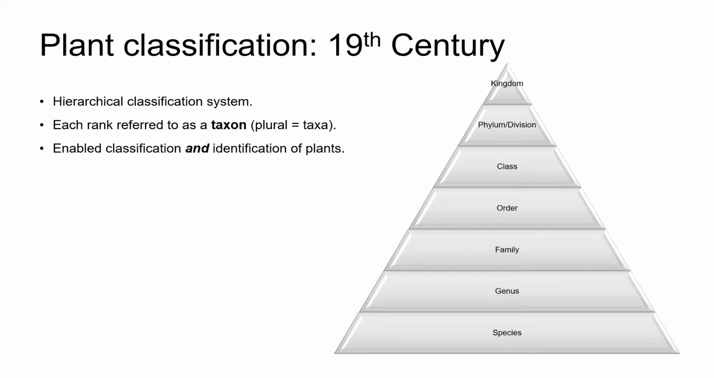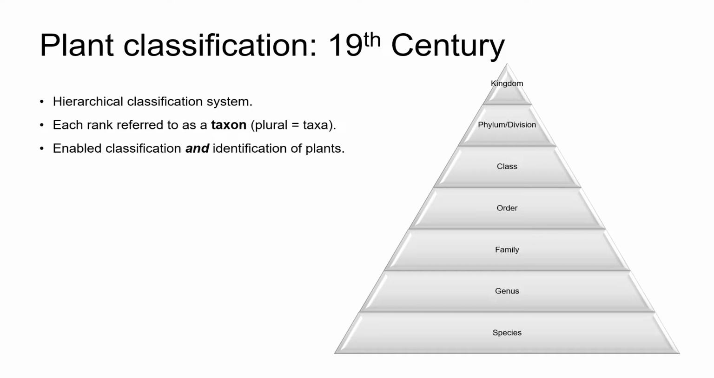By the beginning of the 19th century, several more taxonomic groupings had been created, which resulted in the hierarchical ranking that you can see in the diagram here. Organisms were first classified into a kingdom, either plant or animal at that time, and then based on physical characteristics, they were further classified into a phylum, which for plants is also known as a division, and then into a class, order, family, genus, and species.